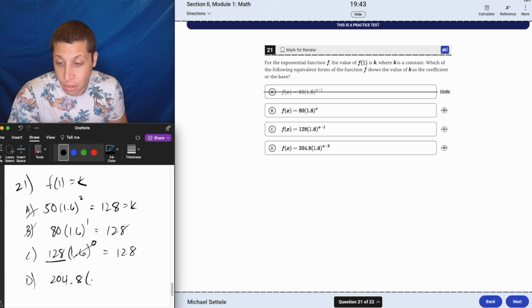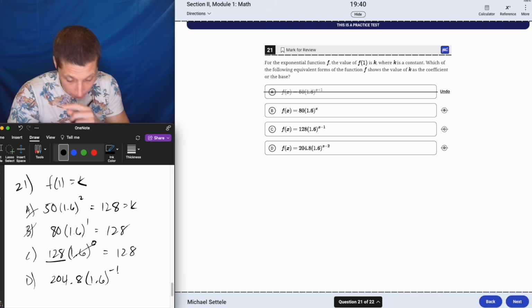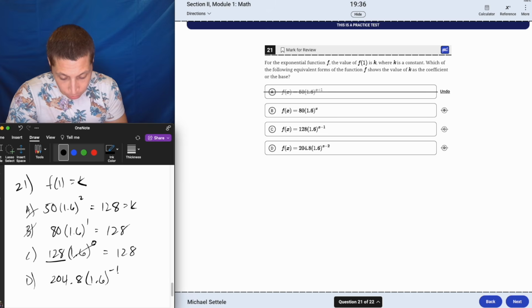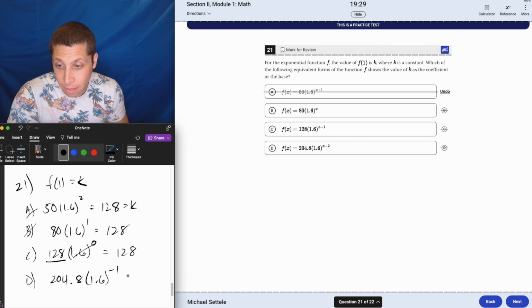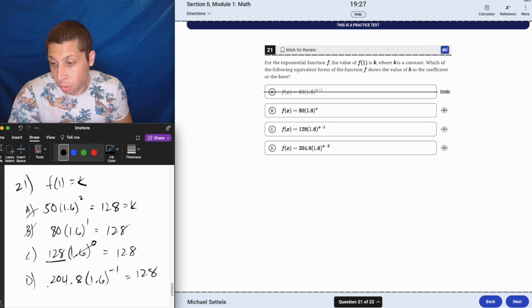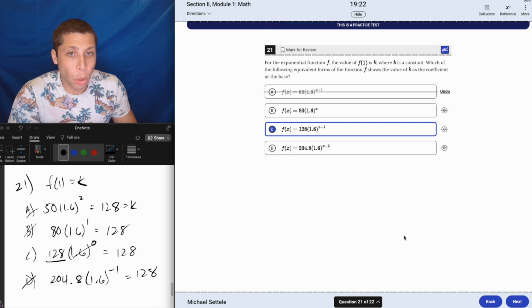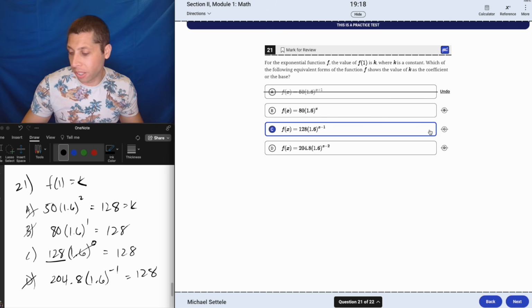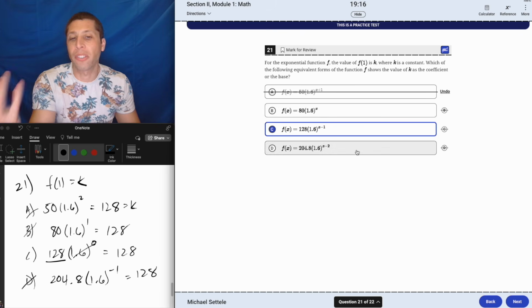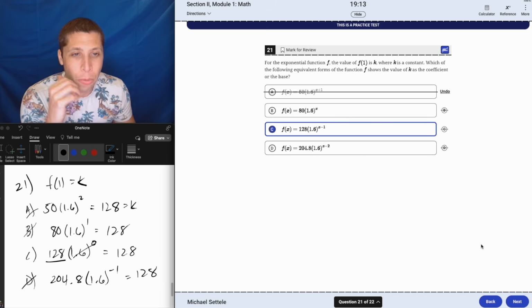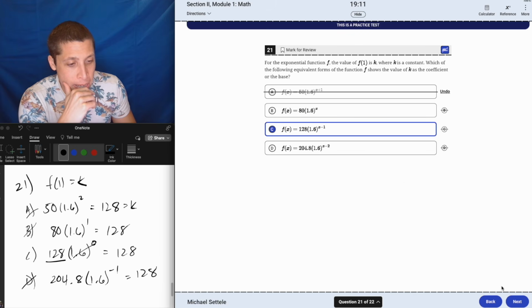204.8 times 1.6 to the negative 1. 204.8 times 1.6 to the negative 1 is 128. Wow. So the only one with the 128 is C. That's it. Done. Cool. I don't even know how you would check this otherwise. I mean, Desmos isn't going to tell you anything. They're just going to give you 4 graphs. So you have to understand what this is asking.